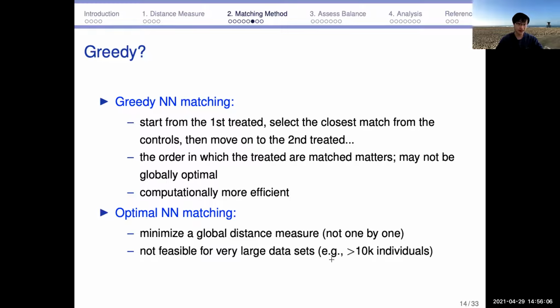So it turns out that this optimal matching is computationally expensive. It's not feasible for very large data sets. So if the data set is very large, then probably you would end up doing this kind of greedy matching algorithm. And in the R code that we'll see later on, there are places where you can specify if you want a greedy matching algorithm or an optimal matching algorithm. Okay, any questions?